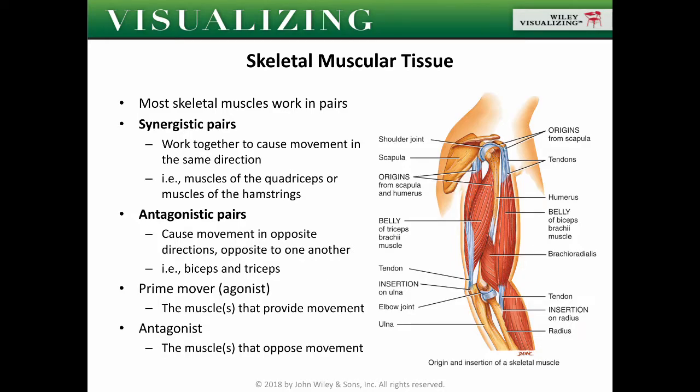For example, the muscles of the quadriceps or the muscles of your hamstrings. For the antagonistic pairs, they cause movement in the opposite direction. They pull in a different direction. For example, the biceps and the triceps. The biceps brings your lower arm, basically the radius, forward, and the triceps extends your arm. The prime mover is the agonist, the muscle that provides the movement, and the antagonist is the muscle that opposes the movement. So when we say agonist, it means prime mover.